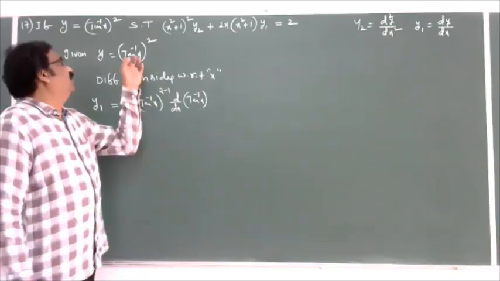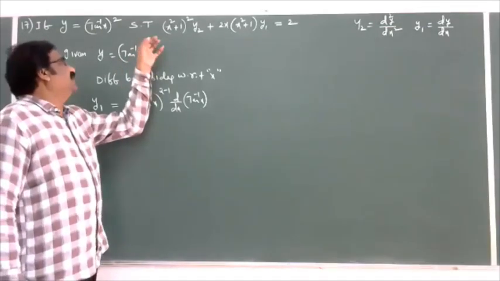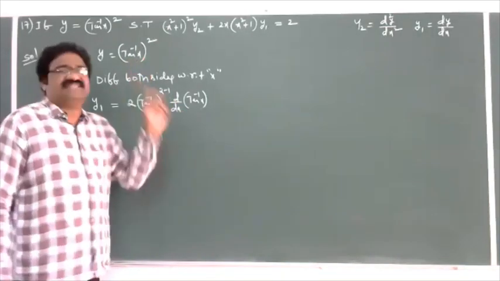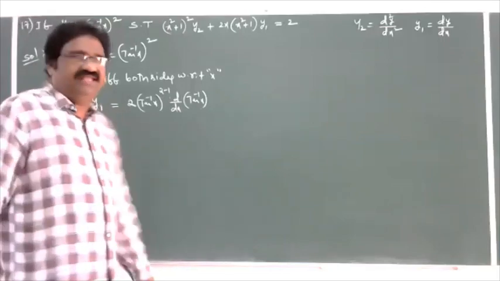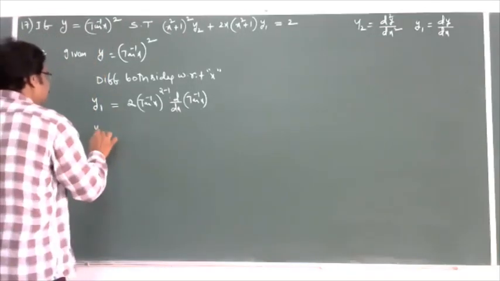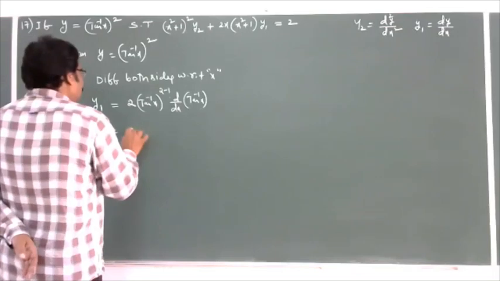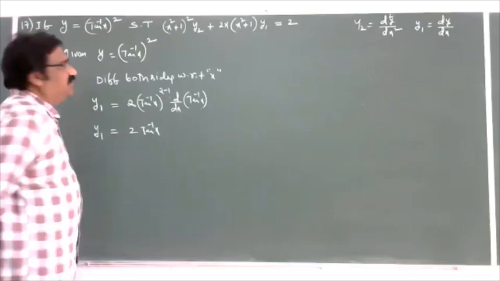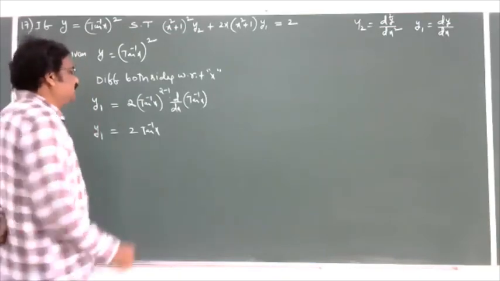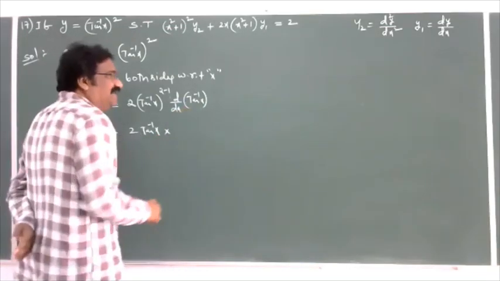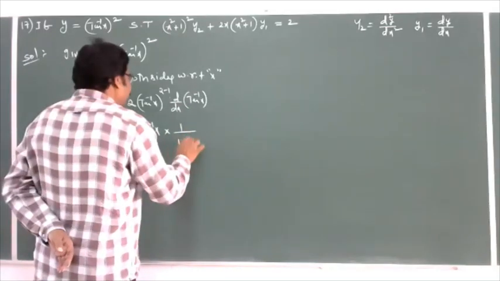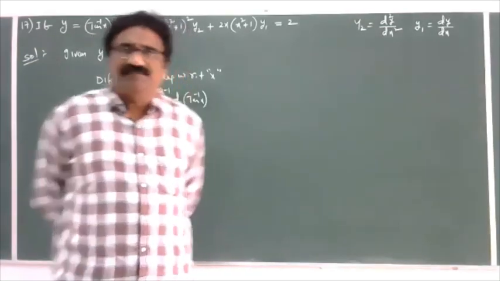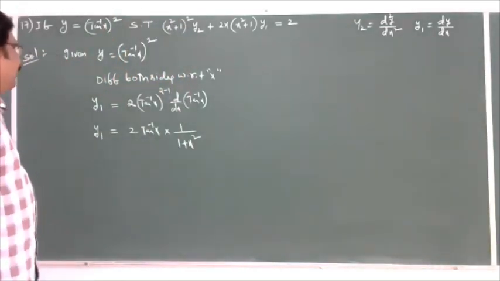Here using the chain rule, you treat this as x power n, derivative n into x power n minus 1 into d by dx of what is x here? tan inverse x. That is d by dx of tan inverse x. This is y1 is equal to 2 into tan inverse x, whole power 2 minus 1 is 1. That is 2 tan inverse x into d by dx of tan inverse x, which is 1 by 1 plus x square. Tan inverse x derivative formula is 1 by 1 plus x square.